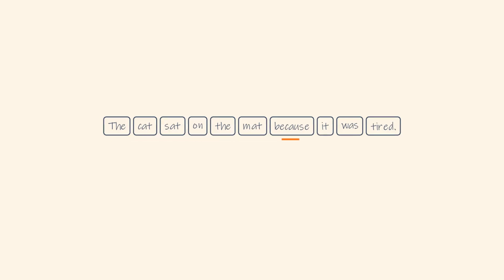The cat sat on the mat because it was tired. What does it refer to? The cat, right? A mat can't be tired. You figured that out instantly. But how does AI do it?